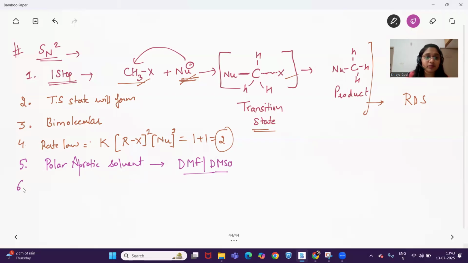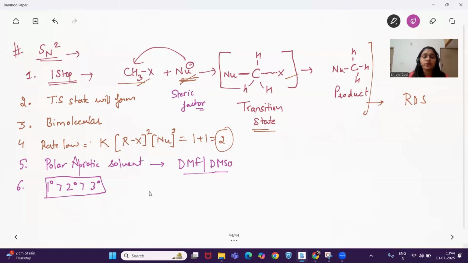And the sixth point: here you can see the nucleophile has attacked from the back side. So here the steric factor is very important. What is steric factor? Nucleophile wants space to attack. The alkyl halide which has more space, which is less bulky, nucleophile can attack easily there, right? So that's why, if we see the rate of alkyl halides, 1 degree alkyl halide will react faster, 2 degree slower, and 3 degree least.